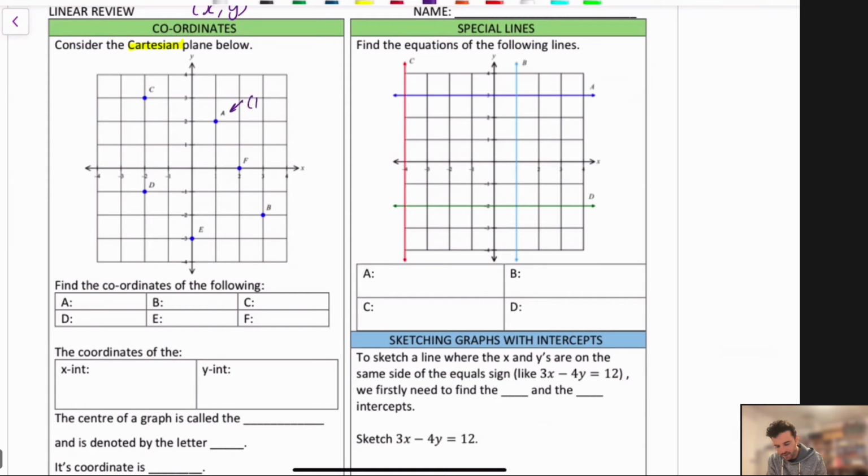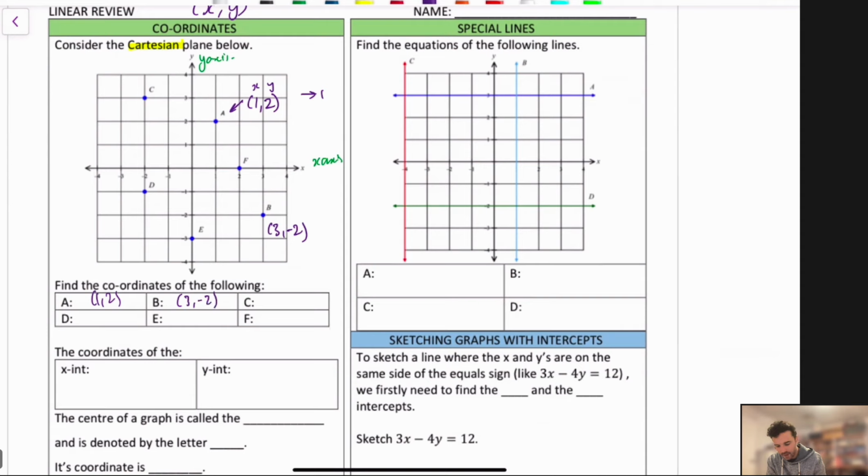X is 1, so this is a positive 1 this way, and then it's going up 2. So this is our x, this is our y. The answer is 1, 2 there. Okay. B, this one is going across 3, so x is 3, and y is going down 2. And just a reminder, this is the x-axis here, and this is the y-axis. Okay, so B's 3, negative 2.